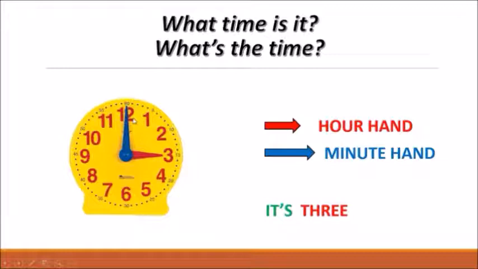Y ya habíamos dicho que cuando apuntaba al número 12, significaba que eran las 3 en punto. ¿Y cómo decíamos en punto? Very good. It's 3 o'clock. Ok, well done. Bien, hagamos dos ejemplos más. So, look at this picture. What time is it? Pay attention to the hour hand and the minute hand.